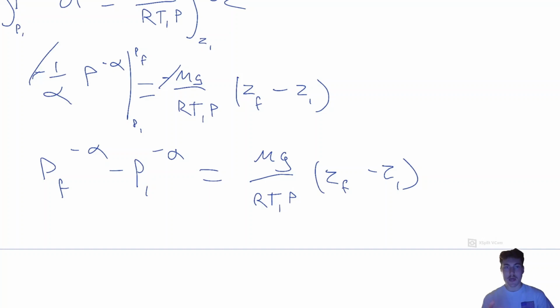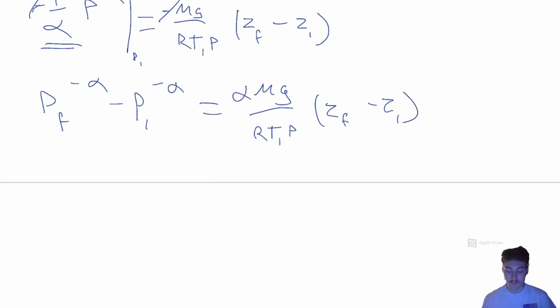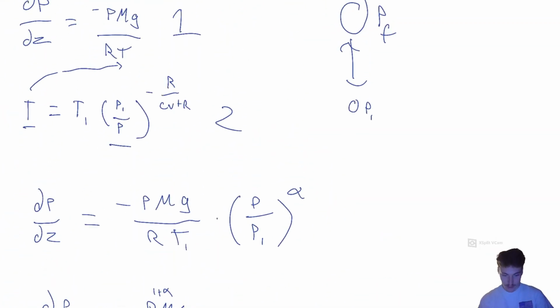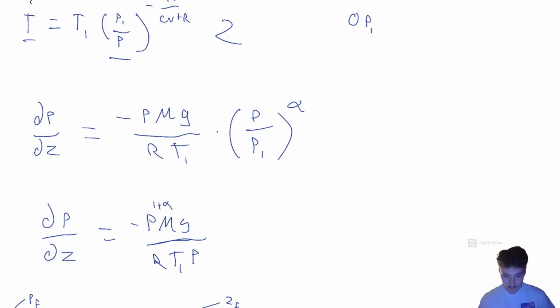Okay, and then what we can do from here is take this 1 over alpha right here and divide it, and then that'll just go on top, so the alpha will be right there. And then next we can move this p1 to the negative alpha to the other side, because we have this other p right here, which I believe I made a mistake again.